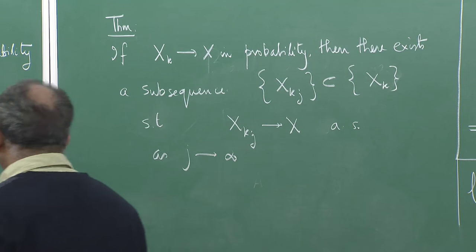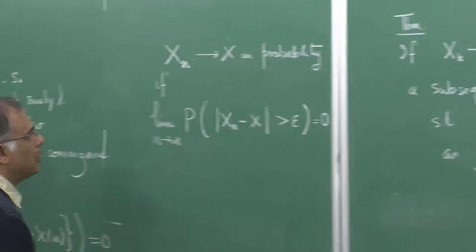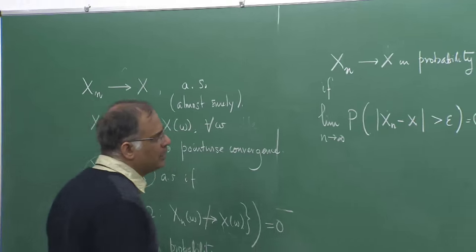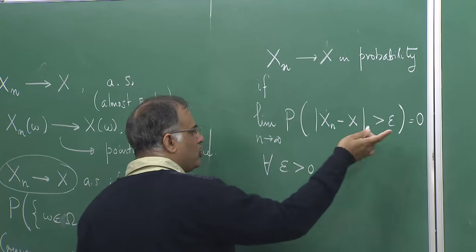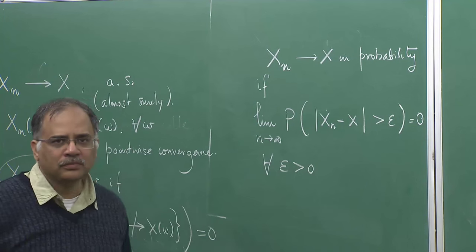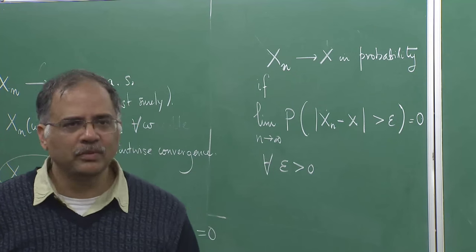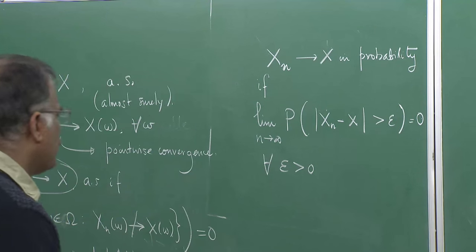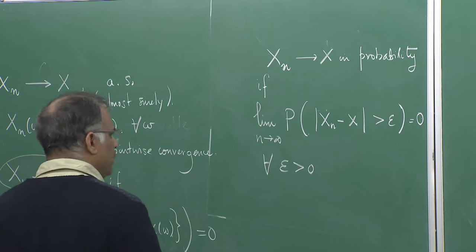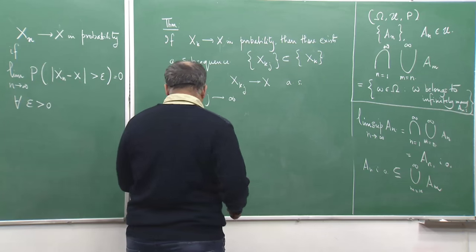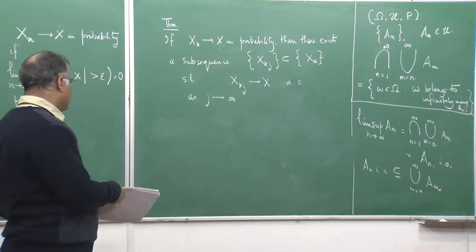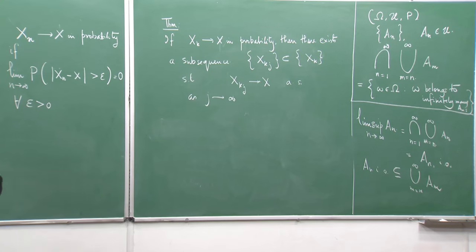Now, in this definition of convergence in probability, you must understand that this should be true for all epsilon greater than 0. Whatever epsilon we have chosen, this will always happen. It does not matter that for some epsilon this will not happen. This has to happen for all epsilon. That is something you have to keep in mind when you are talking about convergence in probability. So, how do I prove this?